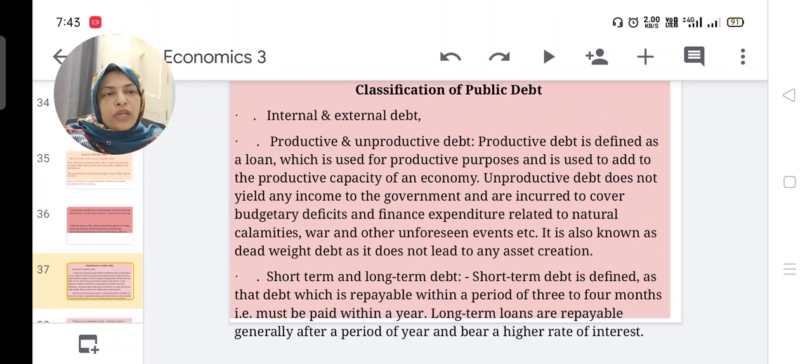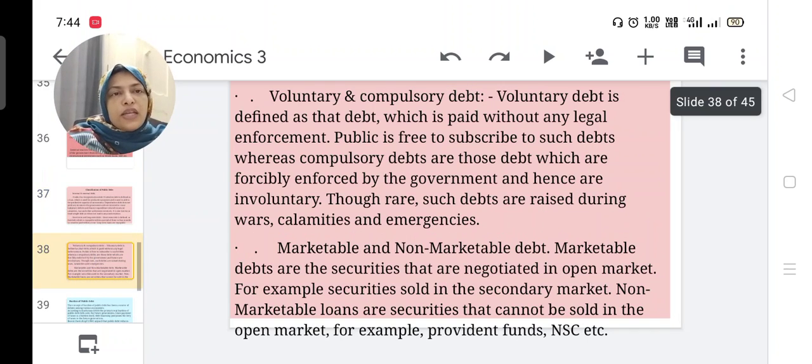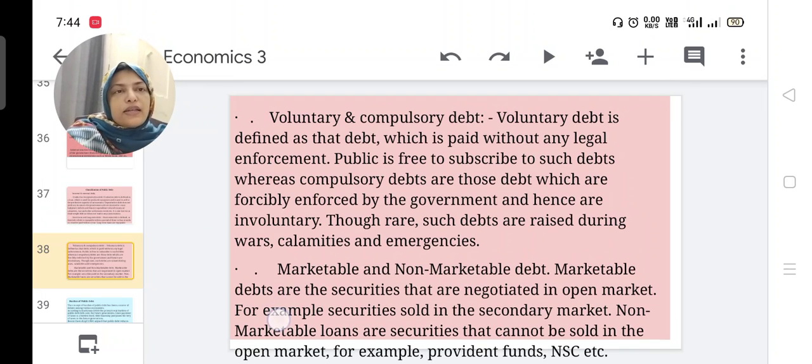Then short term and long term debt. Short term debt is defined as debt which is repayable within a period of 3 or 4 months. When we take a loan from a bank, we should return it. Short term debt must be paid within a year. The long term loans are repayable generally after a period of a year and bear a high rate of interest. Next, voluntary and compulsory.